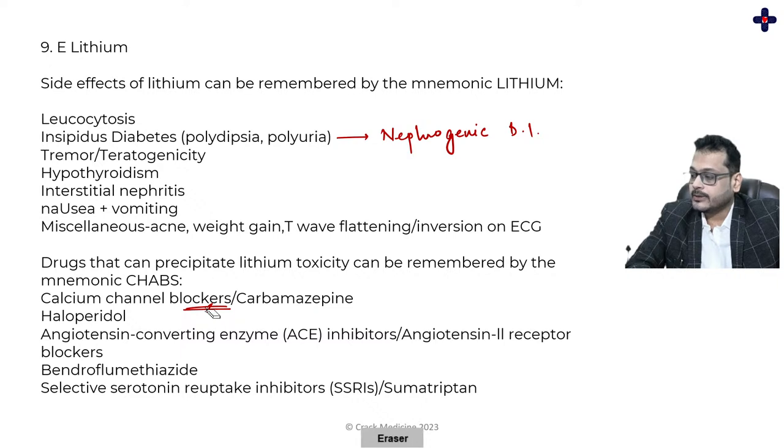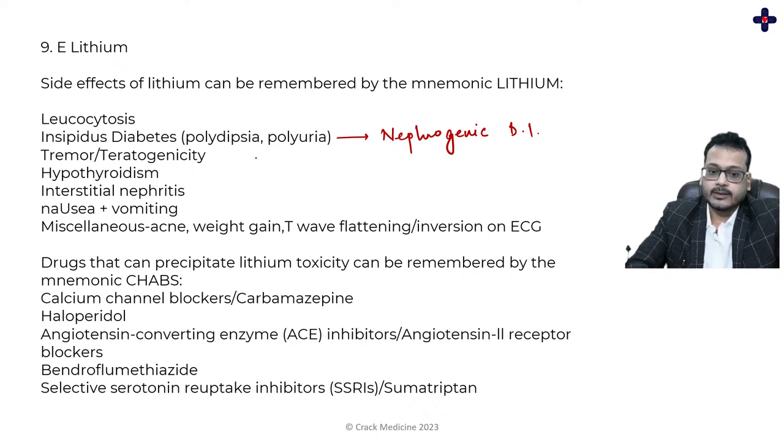Carbamazepine, haloperidol, ACE inhibitors, as well as ARBs and SSRIs, like I was telling you, right? And triptans as well. But triptans are used with much lesser frequency, whereas SSRIs can be used in higher frequencies, so they can precipitate. Right, so this is about lithium. Lithium is a very important drug, guys, so be very careful with lithium.